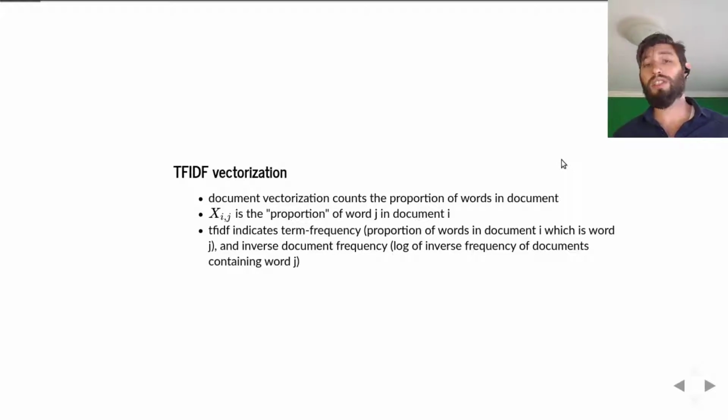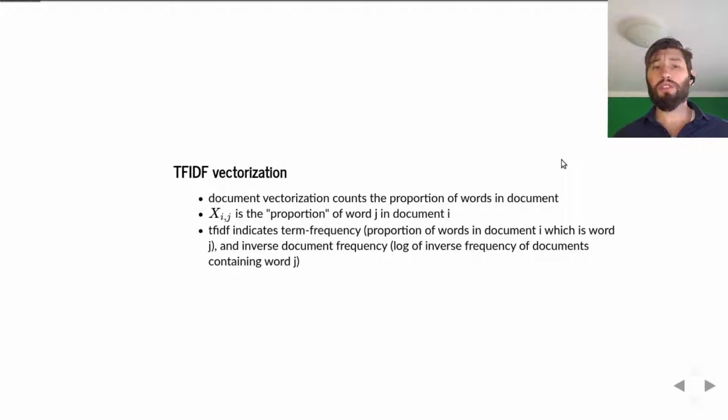So you look at all of the documents containing word J, how much is that as a proportion of all of the documents, then take the inverse and take the log. So that's going to more heavily weight rare words. If words don't appear in that many documents, then they're going to have a bigger influence on the inverse document frequency, and then you just multiply those two to get the TF-IDF for word J in document I.